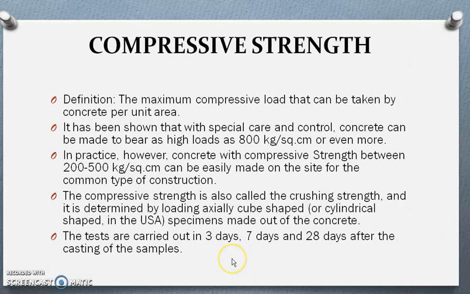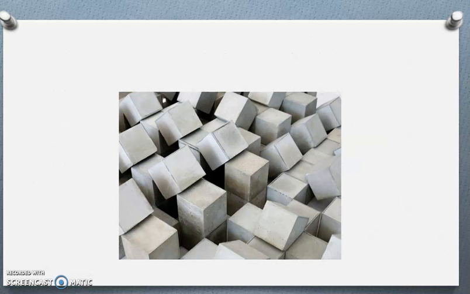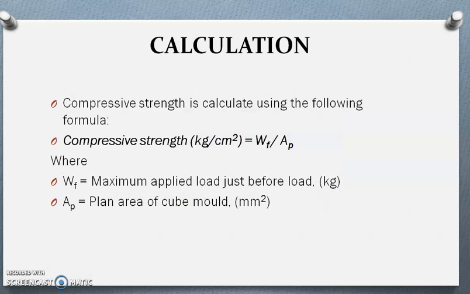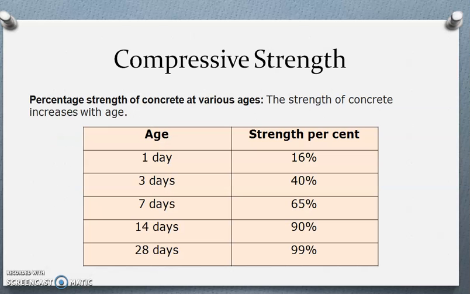It can be carried out either on the 3rd day, 7th day or 28th day after casting the samples and curing them. These are the cube specimens, 150 by 150 by 150 mm in size, which are used for finding the compressive strength of concrete. This is the formula we'll be using: the maximum applied load divided by the area of the cube mold.